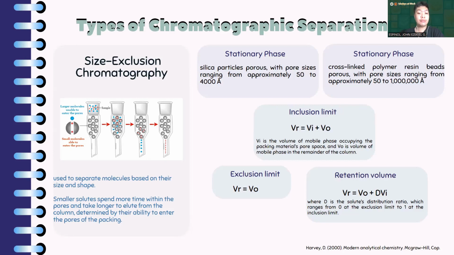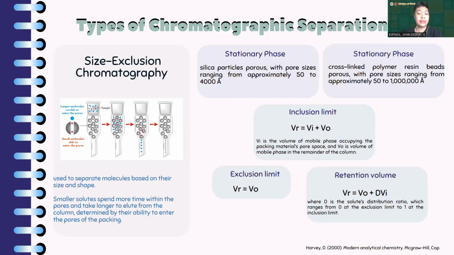All solutes significantly smaller than the pores move through the column's entire volume and elute simultaneously with a retention volume of VR equal to Vi plus Vo, where Vi is the volume of mobile phase occupying the packing material's pore space, and Vo is the volume of mobile phase in the remainder of the column. The maximum size for which this equation holds is the packing material's inclusion limit or permeation limit. All solutes too large to enter the pores elute simultaneously with a retention volume of VR equal to Vo, which defines the packing material's exclusion limit.